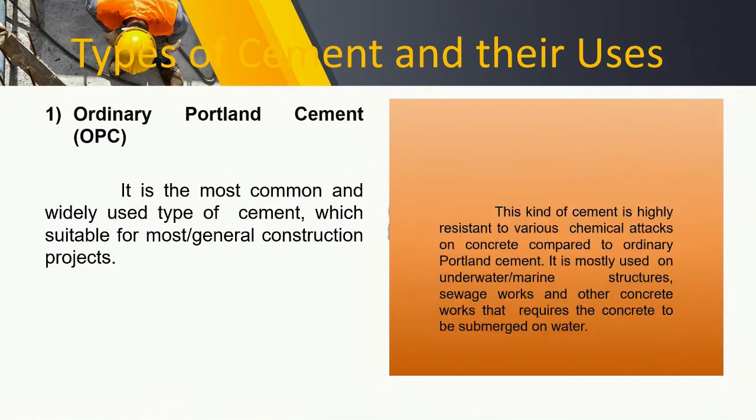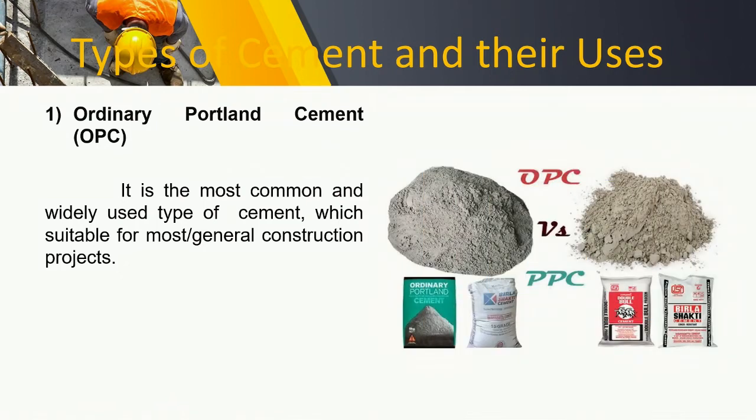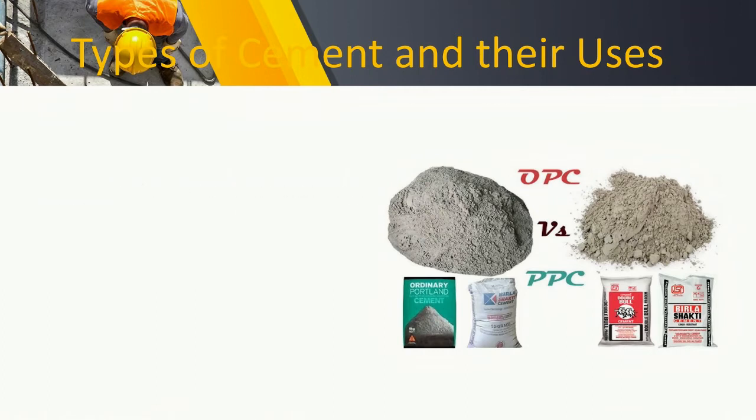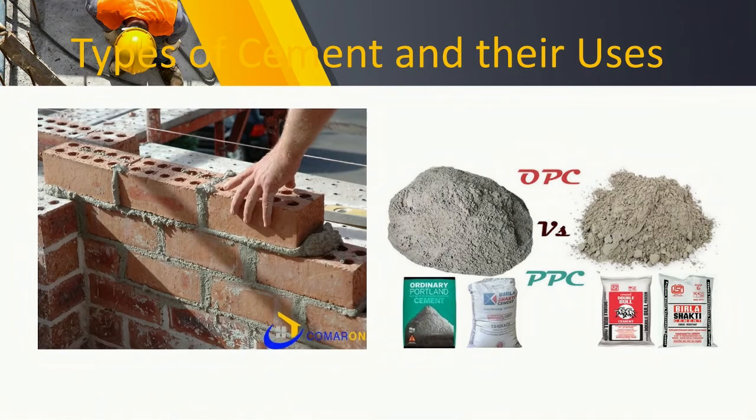submerged on water. Sa pagpe-prepare ng Portland pozzolana cement, yung pozzolanic clinker is grinded with OPC. You can also produce it by adding pozzolana with the addition of gypsum or calcium sulfate. So, yung PPC produce highly durable concrete dahil sa kanyang low water permeability kumpara sa OPC.